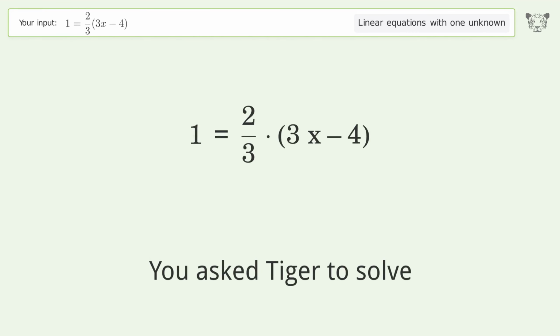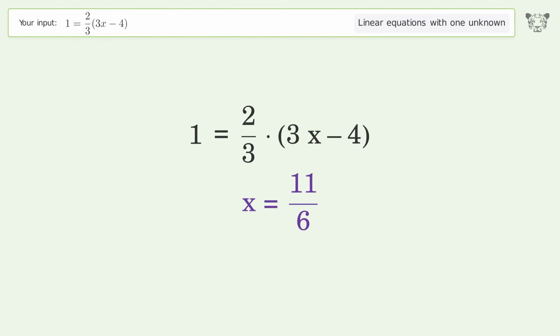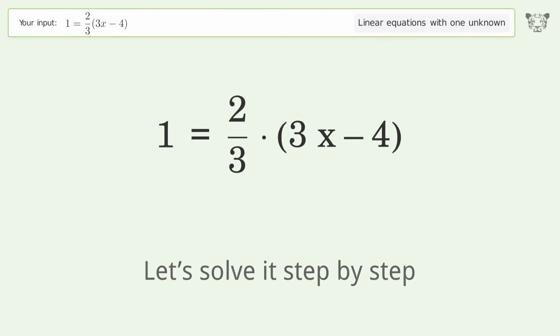You ask Tiger to solve. This deals with linear equations with one unknown. The final result is x equals 11/6. Let's solve it step by step.